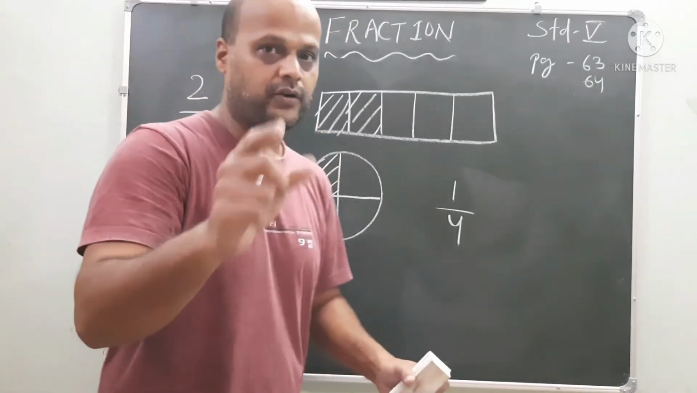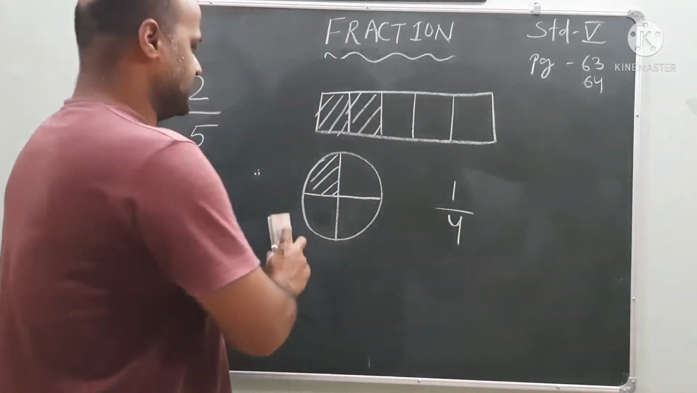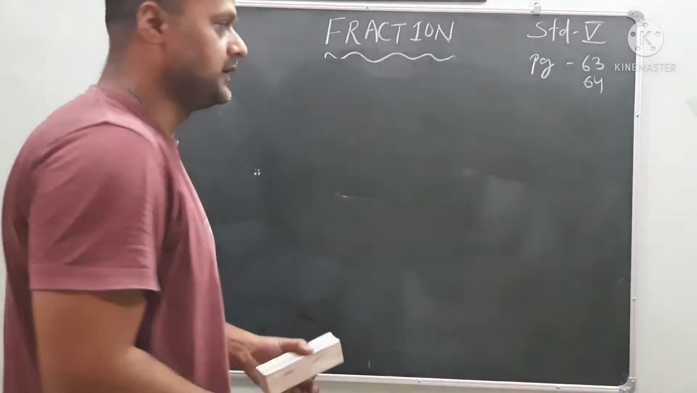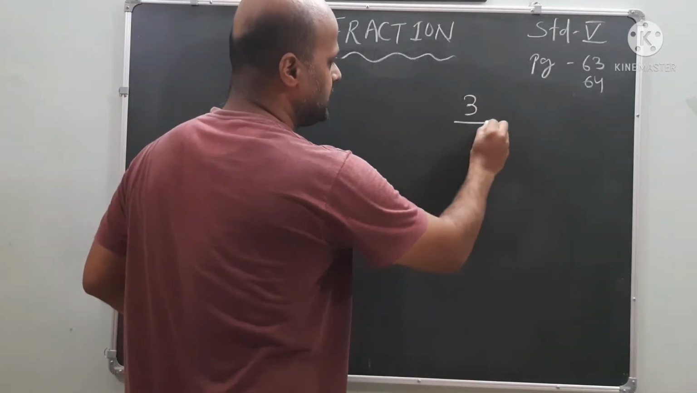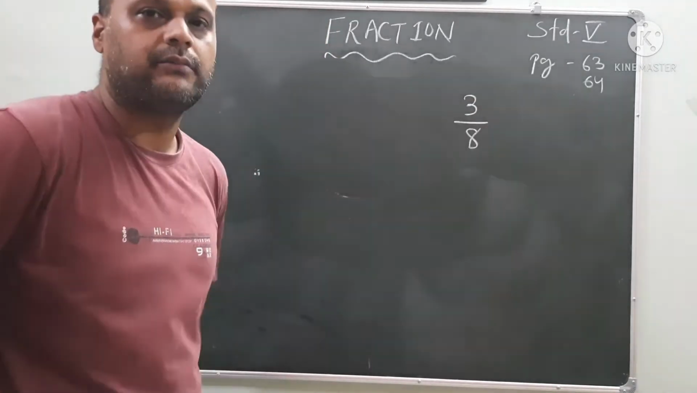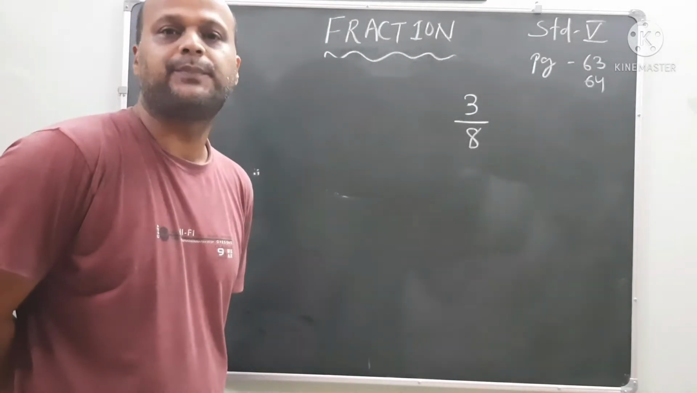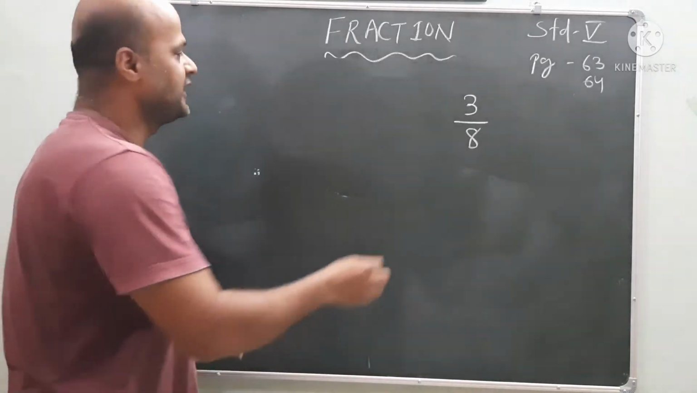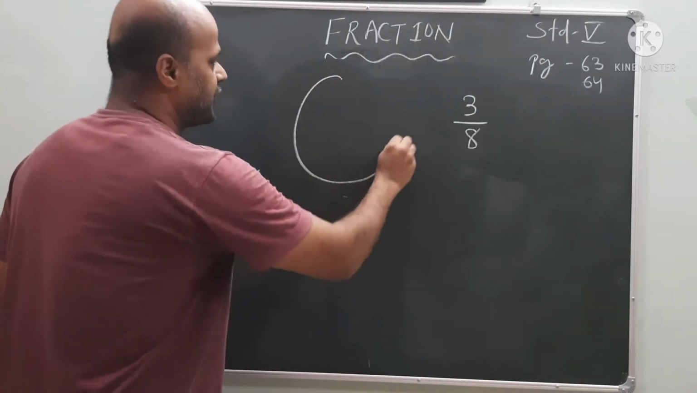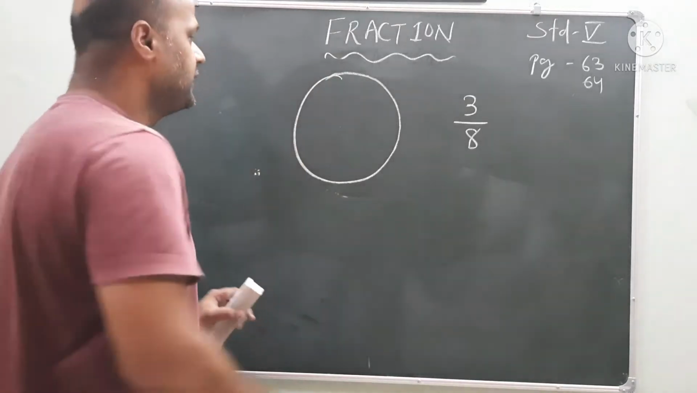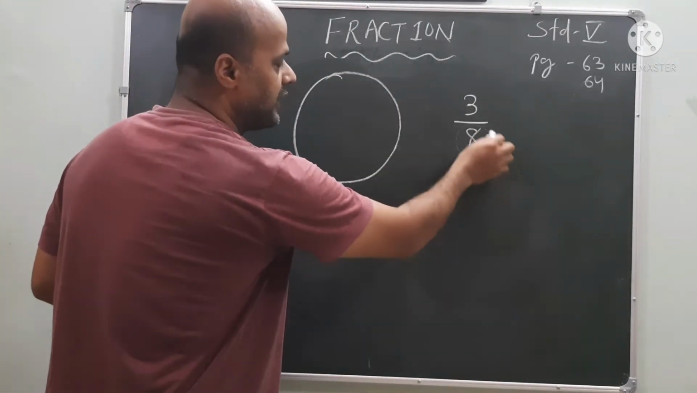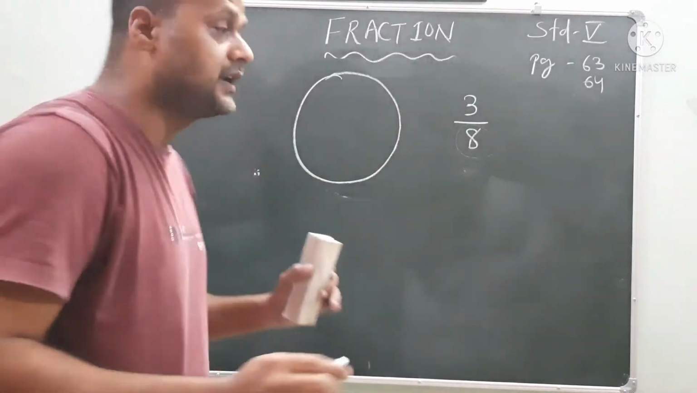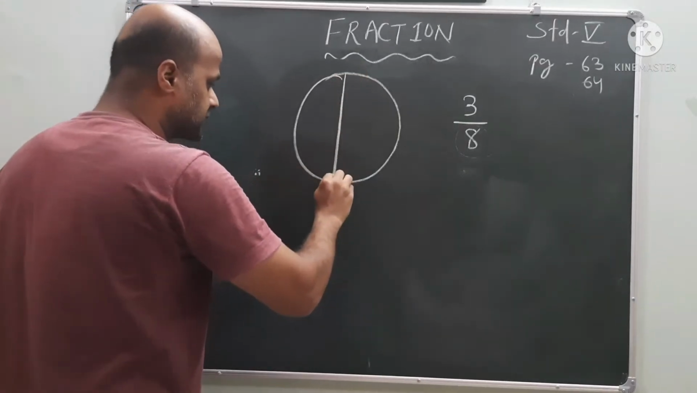Okay. Now let's take another example. Now you just tell me, 3/8 in pictorial manner. Can you show me in the pictorial manner? Yes. Let's do it. First, draw a circle. Into how many parts do you have to divide it? Whatever number is present in the denominator, you have to divide it into that many parts.